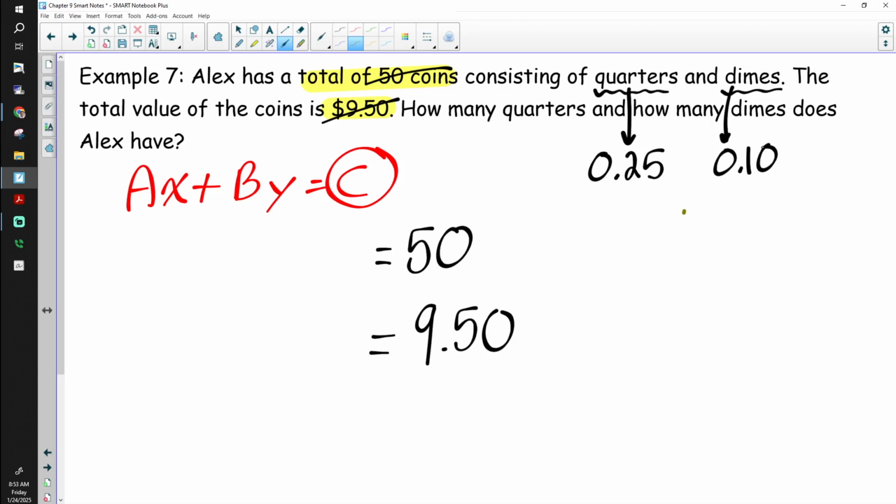So, let's start with the hard one, 50. 50 represents the total coins. What's this equation going to look like? The total coins. Take all my quarters plus all of my dimes. All together, I have 50 coins. What's the left side of the equation going to look like?